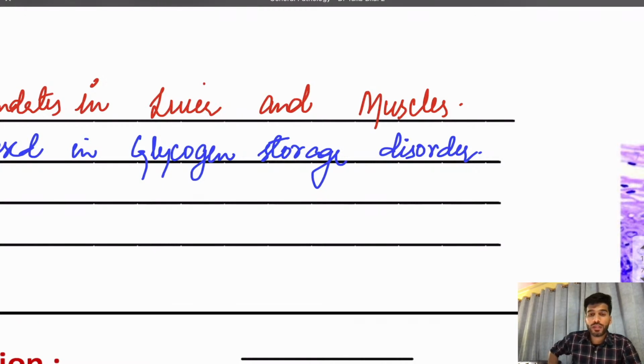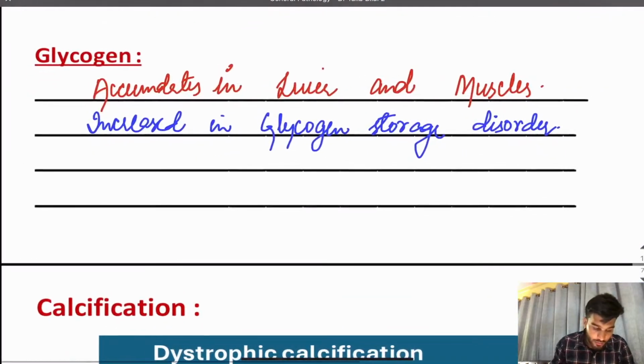All you do is remember the enzyme deficiencies. That's easy, A, B, C, D. Yes, you are right, McArdle's. McArdle's is the most common one. Most of the times you mark von Gierke's. So remember McArdle's glycogen storage disorder is the most common glycogen storage disorder.